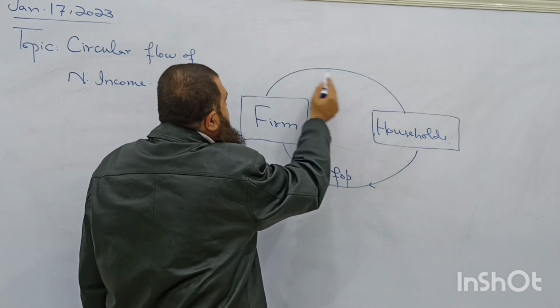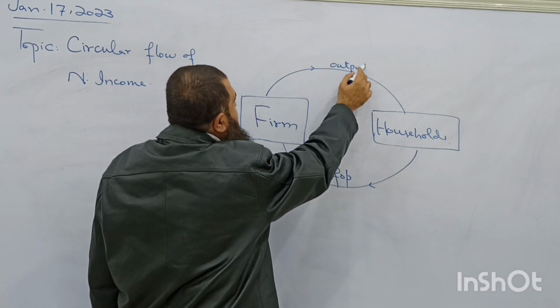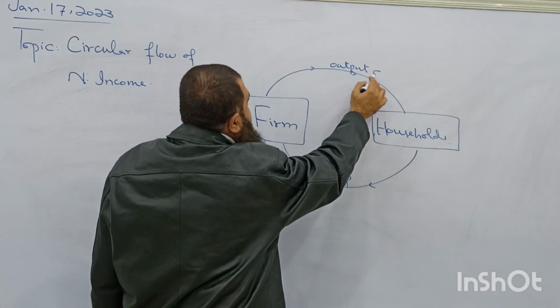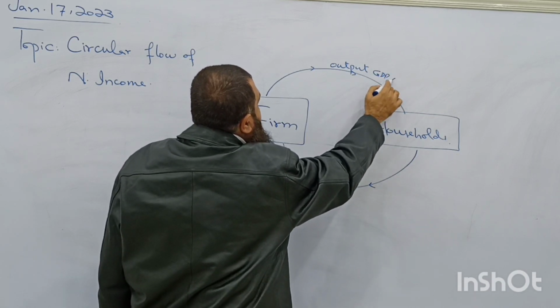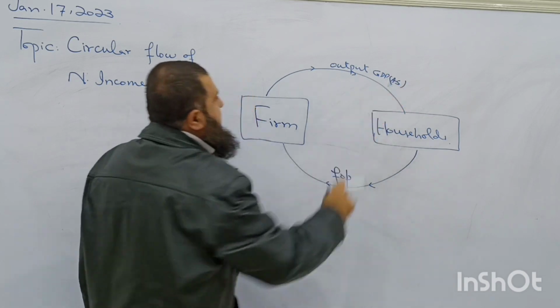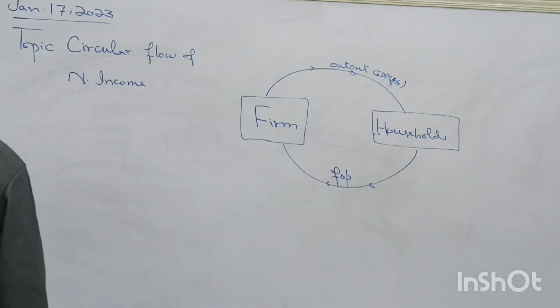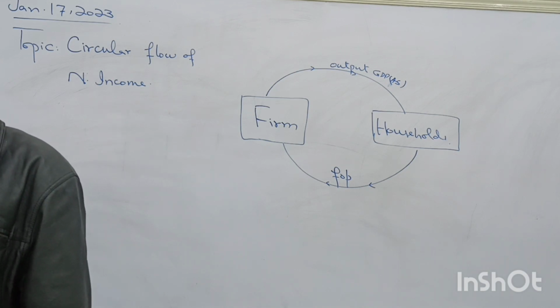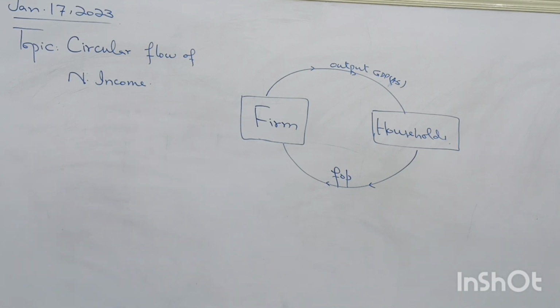When inputs are combined, what is produced? That is the output. Or you can say this is the GDP, or we can write it as aggregate supply. What is it? The output. This is a very simple economy in which we assume that there is a single firm and the households are also working in the same firm.